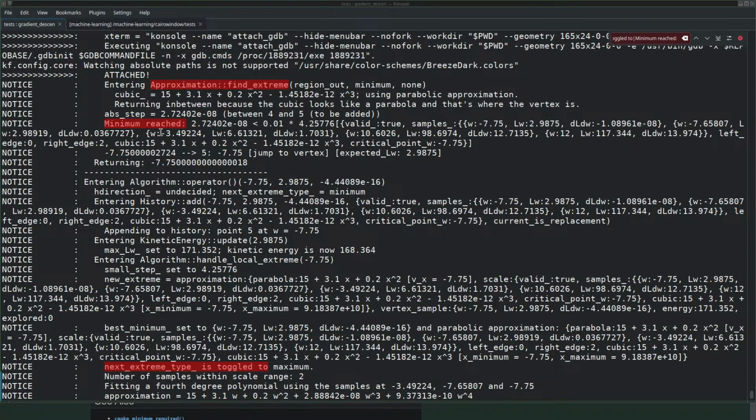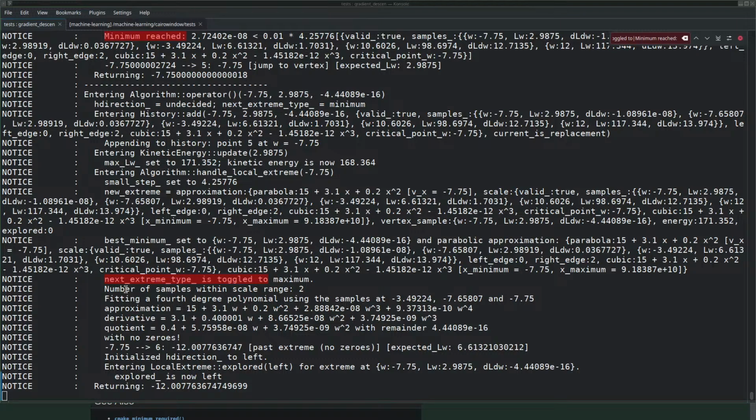So, where's my toggle? What the F? Now it's toggling it here. But I don't see another call to find extreme. Okay, that should become after the toggle anyway. It's returning minus 12. It still didn't toggle. Sorry, it still didn't call find extreme, I mean.